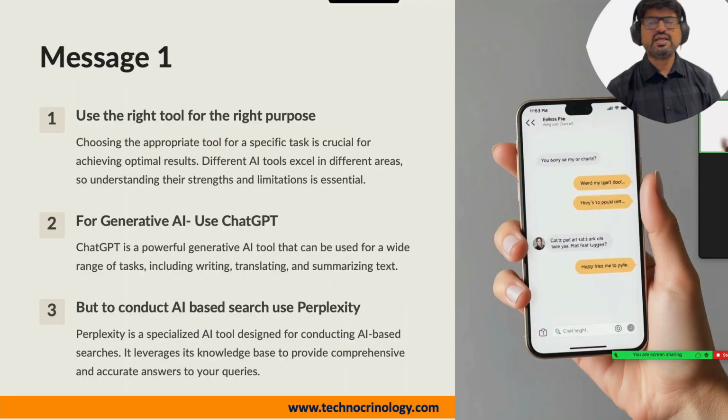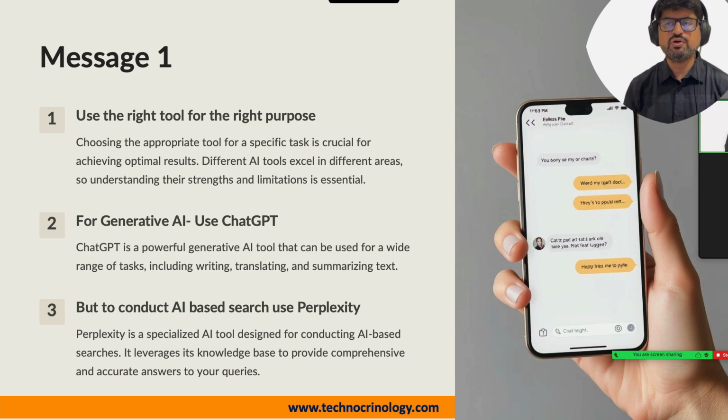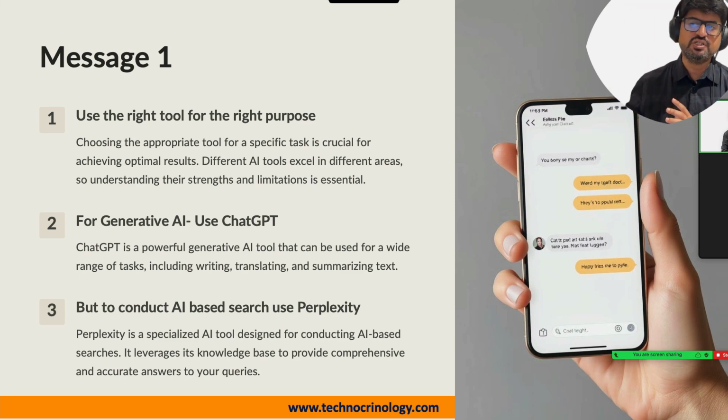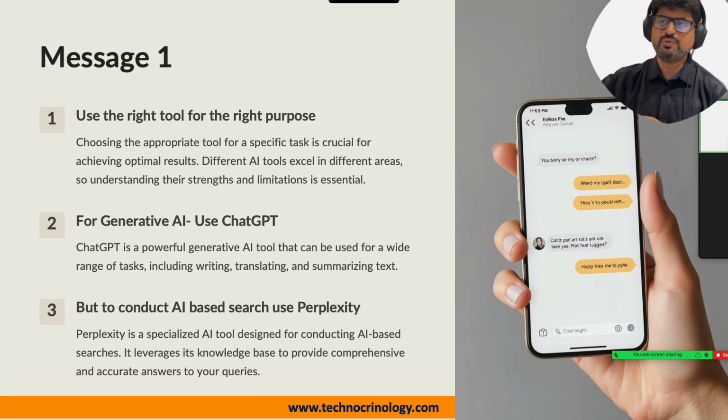Okay, so basically to conclude today's session, you can see all the material on technochronology.com, so everything is there. If you missed out something, go and review that. First important take home message: use the right tool for the right purpose. For general, generative use cases, use ChatGPT, but for search purposes it is better to use Perplexity. Remember, generative use ChatGPT, search Perplexity.